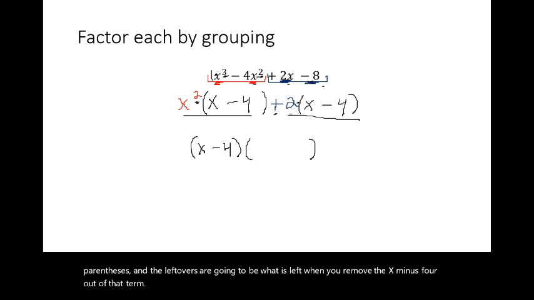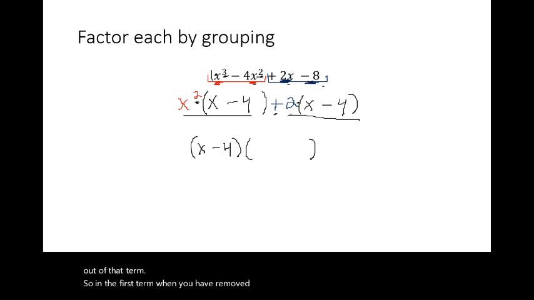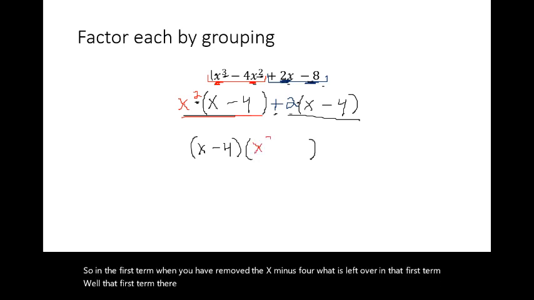So in the first term, when you have removed the x minus 4, what is left over in that first term? Well, in that first term, there is going to be an x squared left over.